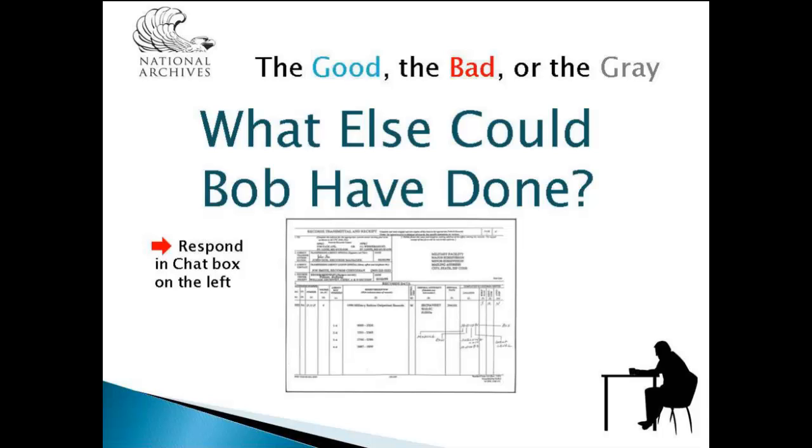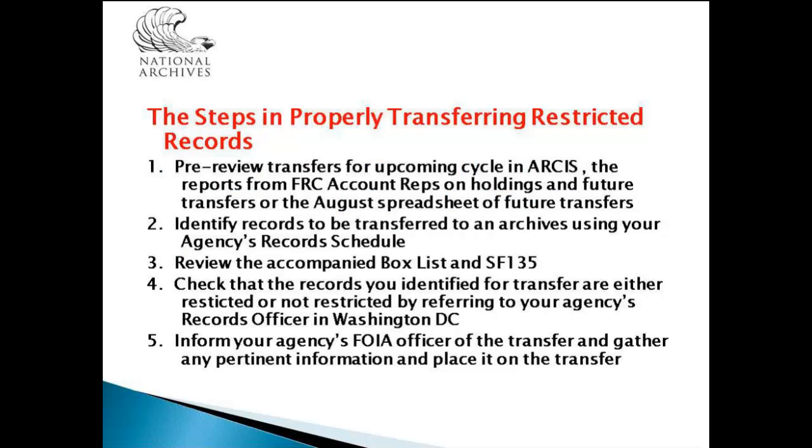At the agency's request, federal record centers can store non-national security classified records in vault storage for an additional fee. And if there are no special restrictions on your records, you can designate code N or just leave that section blank. So we pretty much hit it really well. So the steps for properly transferring restricted records. Pre-review your transfers for the upcoming cycle in ARCIS, so you know what's in the pipeline, ready to go.